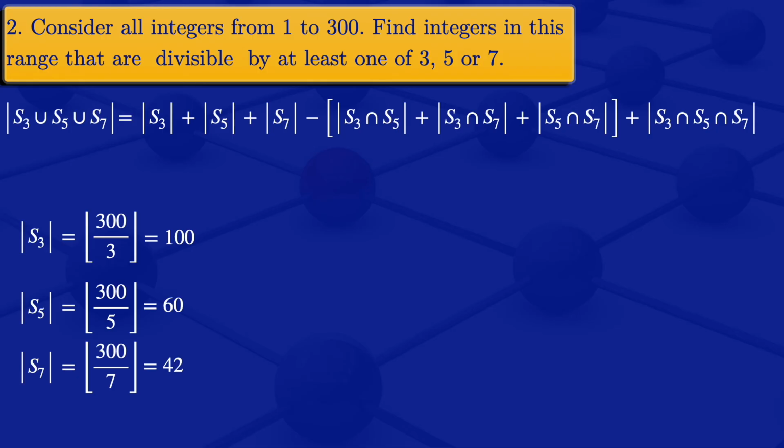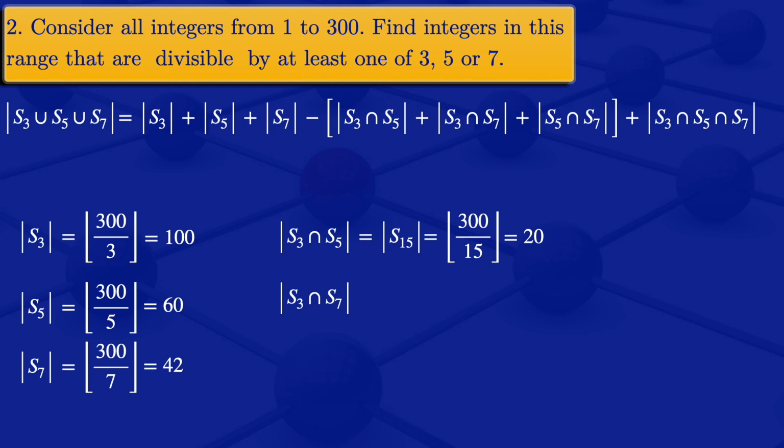For the cardinality of numbers that are divisible by 3 and 5, we'll be saying the cardinality of S3 intersection S5. Numbers divisible by 3 and 5 are divisible by the product of 3 and 5. So it will be the cardinality of S15. The cardinality of S15 is the floor value of 300 divided by 15, which will give us 20. For the cardinality of S3 intersection S7, it will be the cardinality of S21. We multiply the 3 and 7, which gives us 21. And that will be the floor value of 300 divided by 21, which will give us 14.